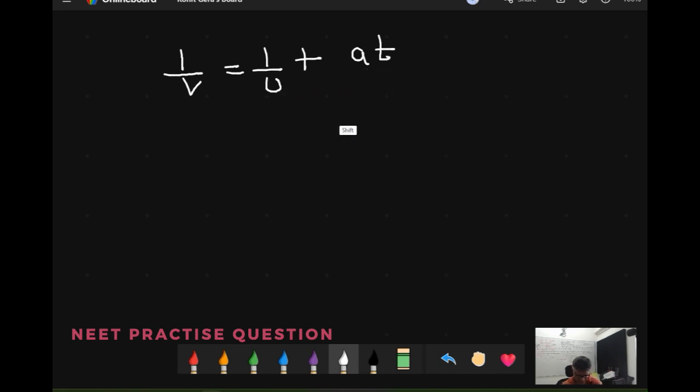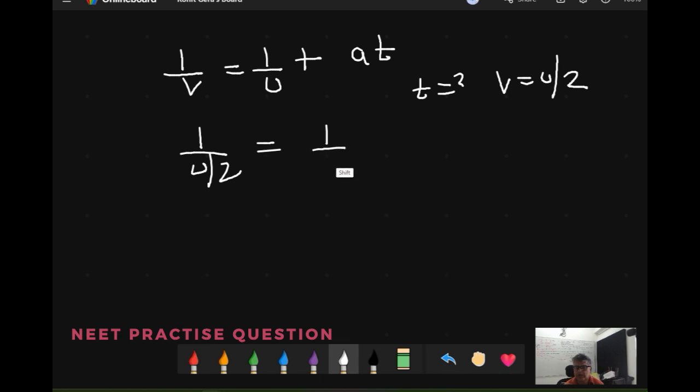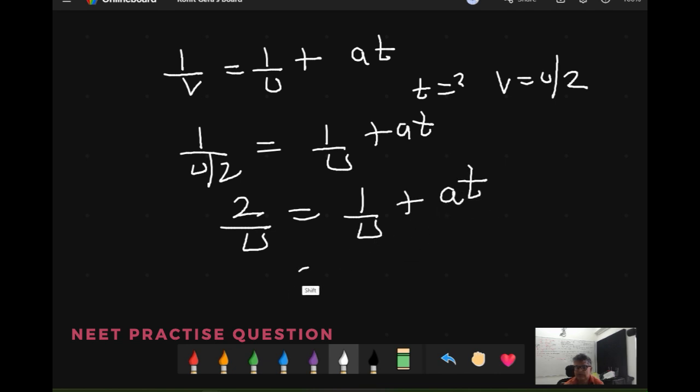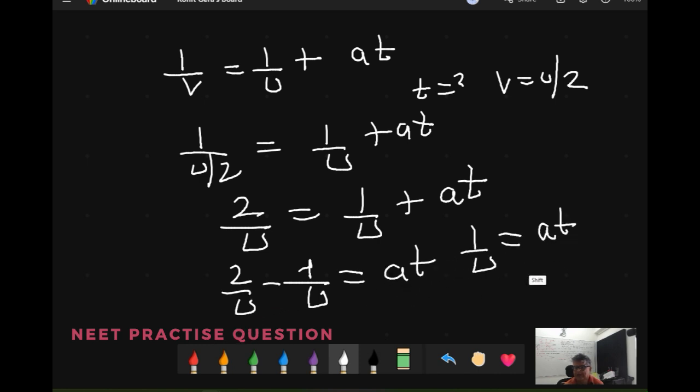We have to find the time required to make the velocity half, right? So at what time will v become u by 2? Let's put the value here. 1 upon u by 2 is equal to 1 by u plus at. So 2 by u is equal to 1 by u plus at. So 2 by u minus 1 by u is equal to at, so 1 by u is equal to at. So t is equal to 1 by au is the correct answer.